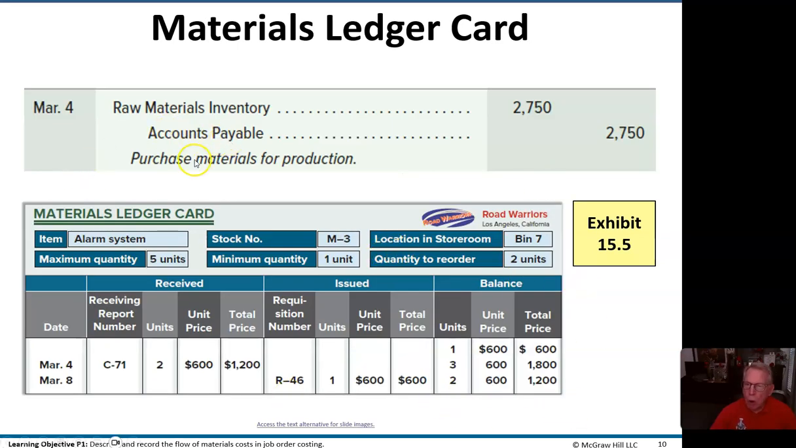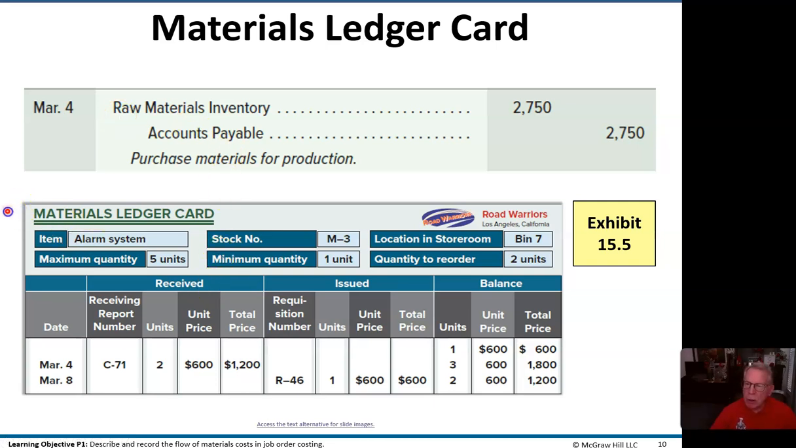Now, when we purchase our raw materials, very simple journal entry here, we're going to debit our raw materials inventory to increase it, in this case by $2,750, and credit accounts payable to eventually pay for that.